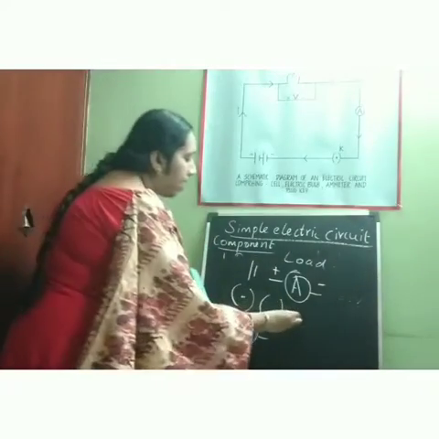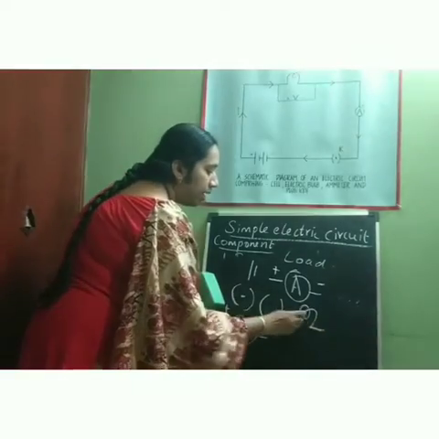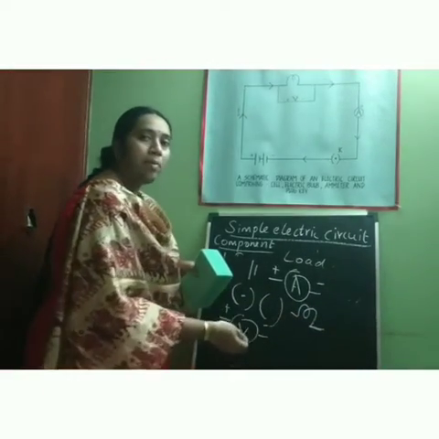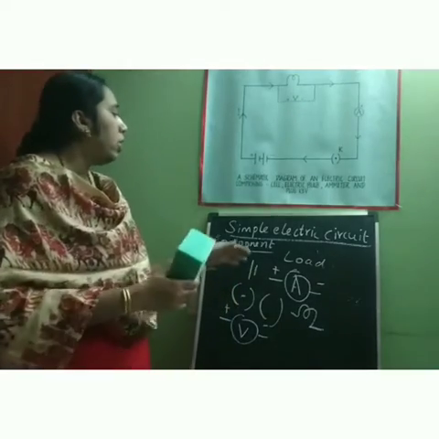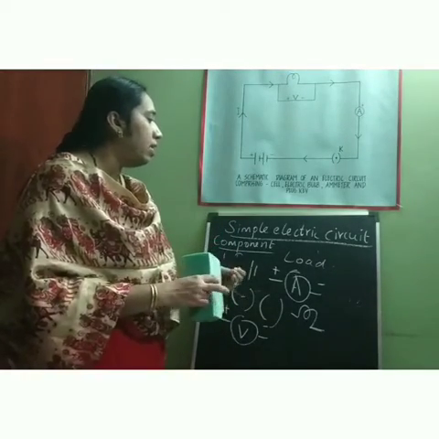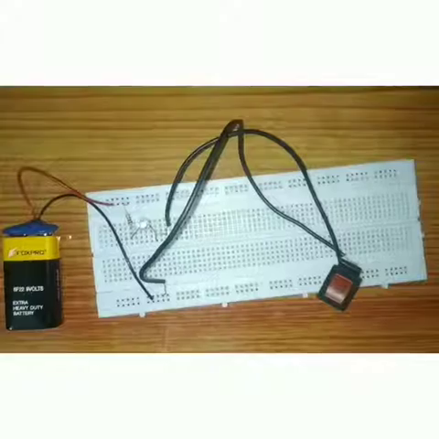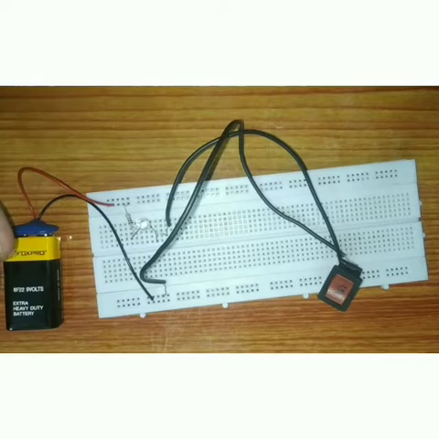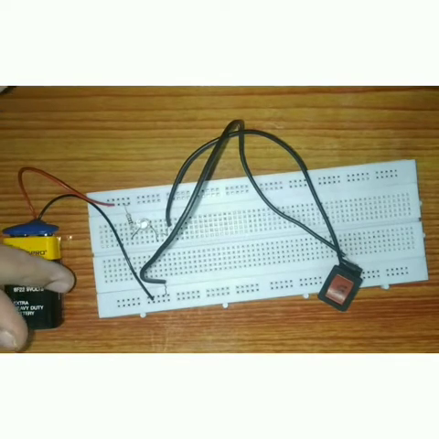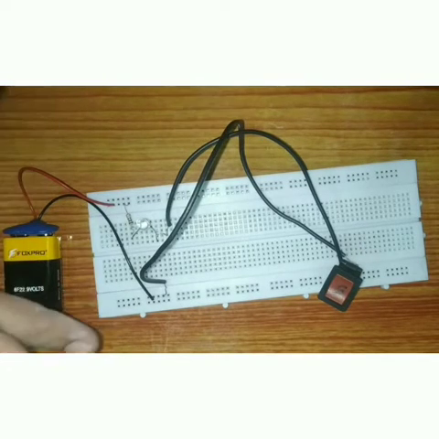For the LED bulb, this is the symbol. Either it can be an LED bulb or an electric bulb. I hope you are very thorough in designing a simple electric circuit. So this is the working model of the simple electric circuit. I have designed this on a breadboard. So this is the breadboard.